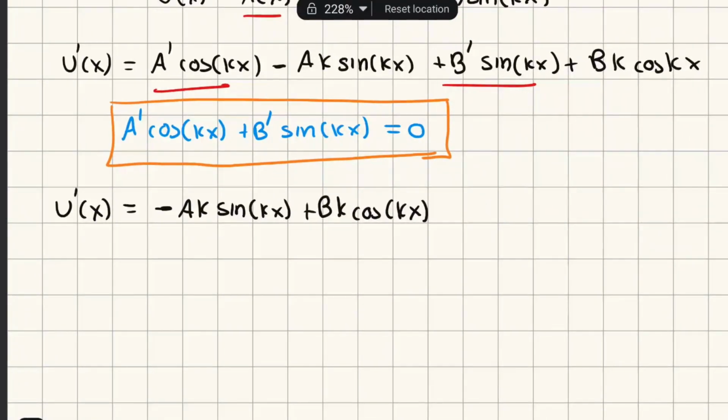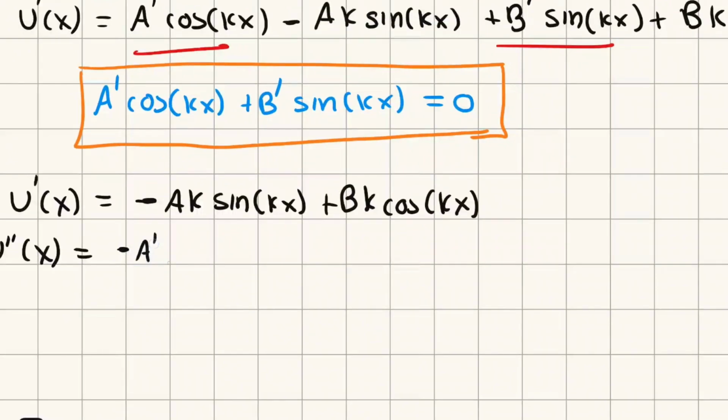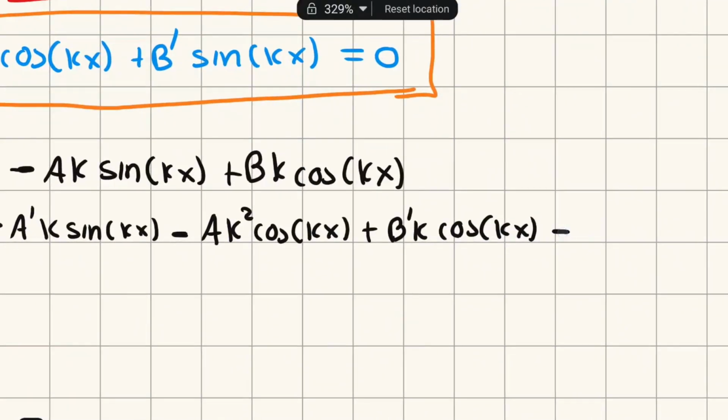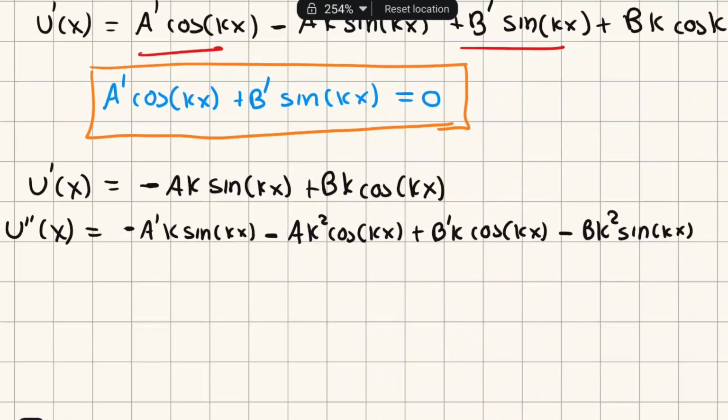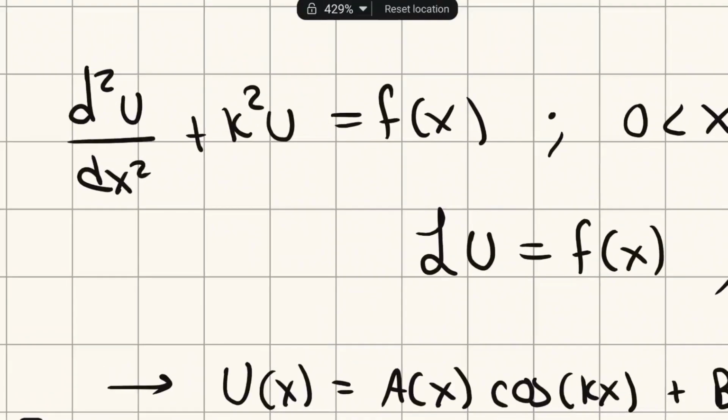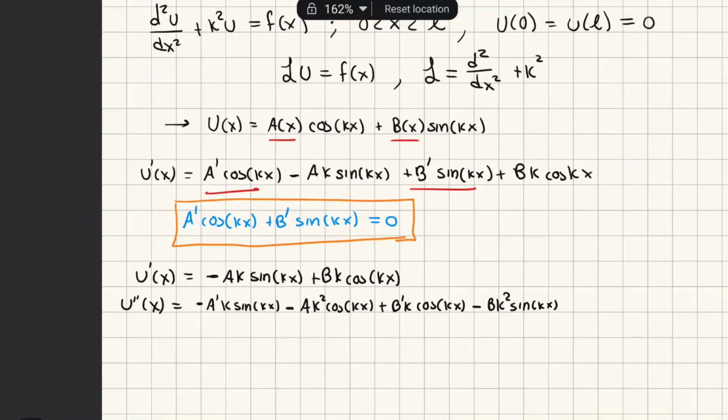With this, we are able to find the second derivative of u, which is going to be minus a prime k sine of kx, then minus a k squared cosine of kx, then plus b prime k cosine of kx, and then minus bk squared sine of kx. We are going to bring this into the differential equation that we have initially, and if we substitute that, we get all this expression.